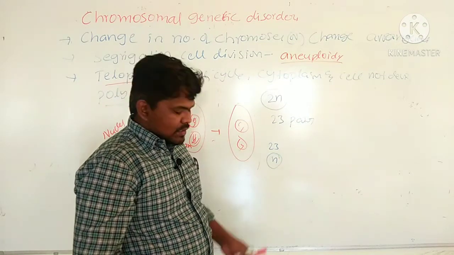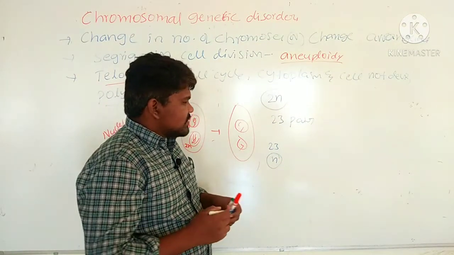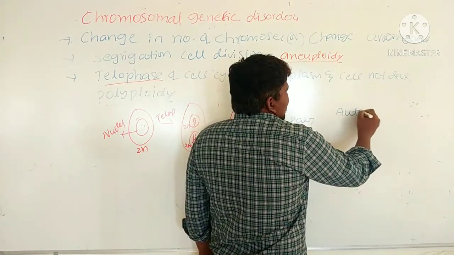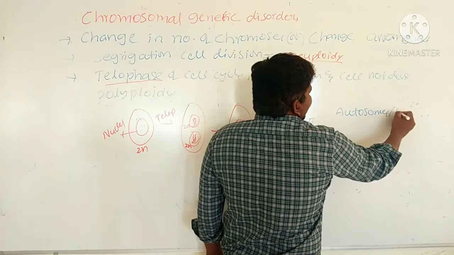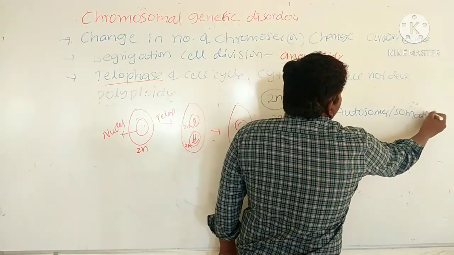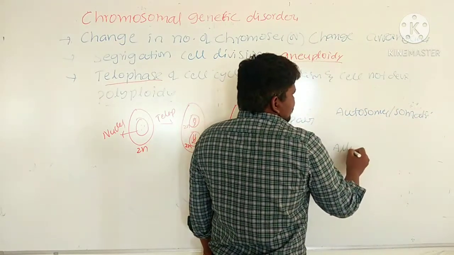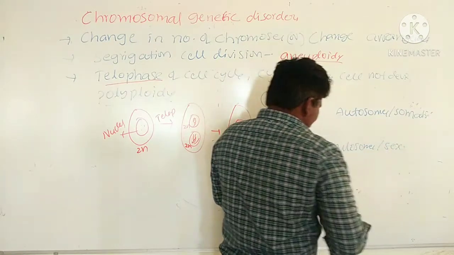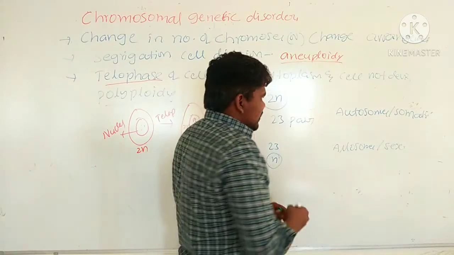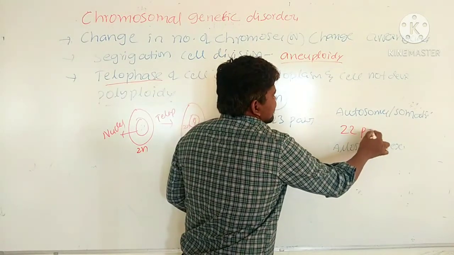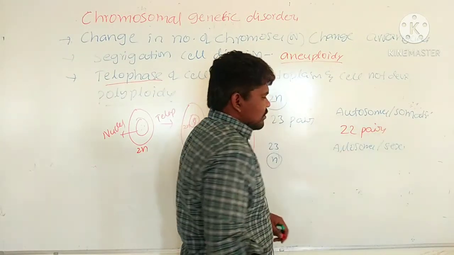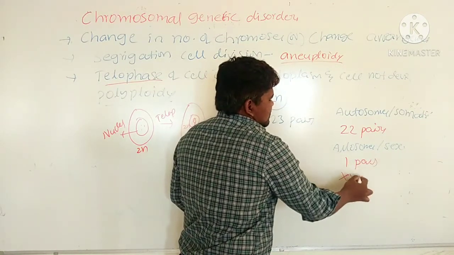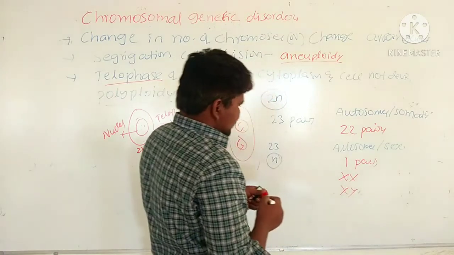If you see the chromosomes of human beings, they are divided into 2 types, that are autosomes. Autosomes are somatic chromosomes. Next, allosomes. Allosomes are sex chromosomes. Human beings have 22 pairs of autosomes. 22 pairs of autosomes are somatic chromosomes, and one pair of sex chromosomes. It may be XX or it may be XY.